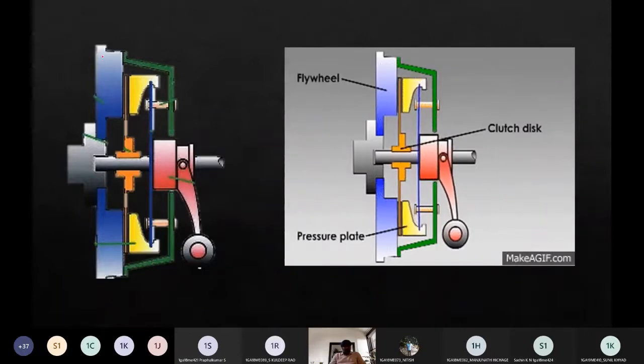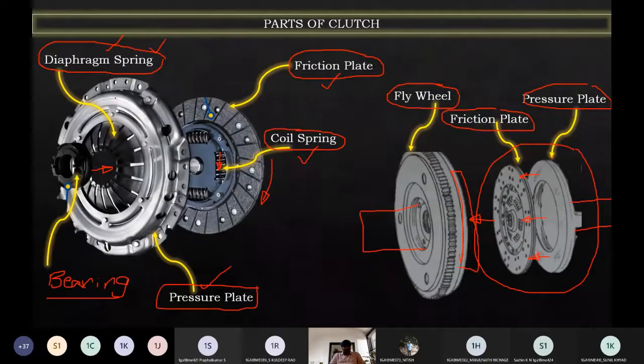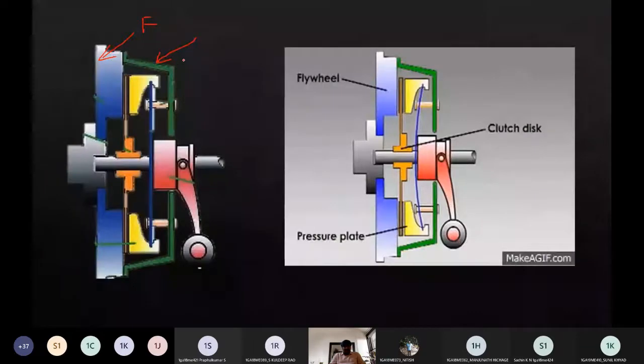Now here, this is the flywheel. What you see here is the flywheel. Now we have a pressure plate. If you observe here, can you see this is a cone shape? The cone shape plate which you see here is the pressure plate.